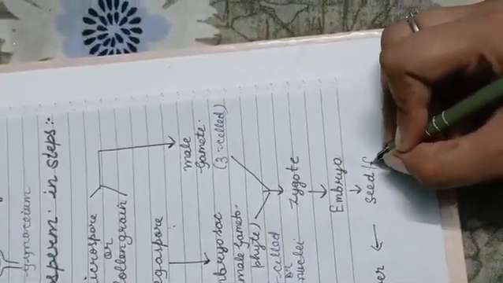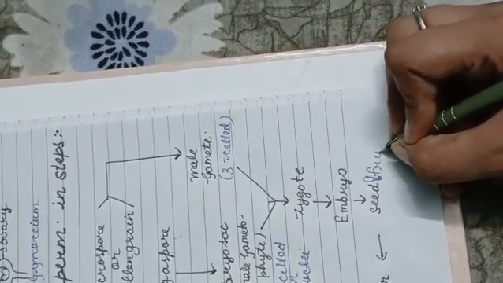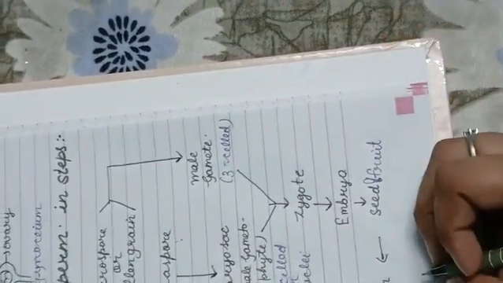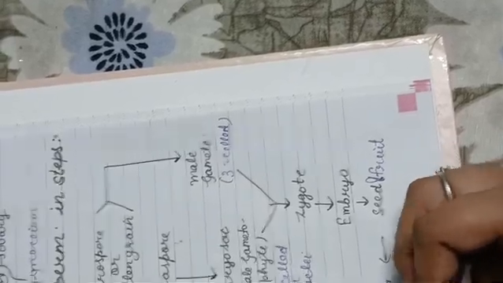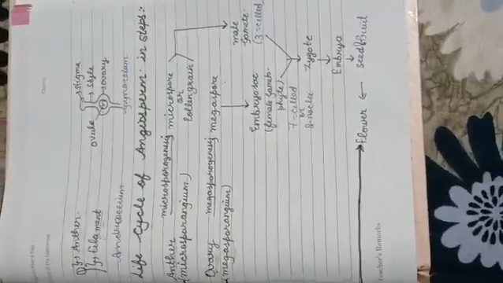And the embryo is converted into the seed and fruit, and it develops into the plant or a flower. So by this, the whole life cycle of angiosperm goes on.